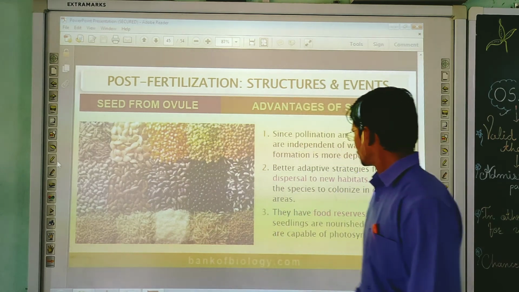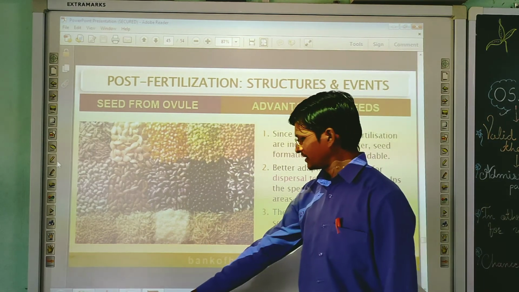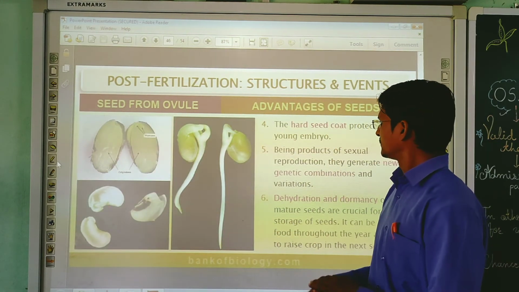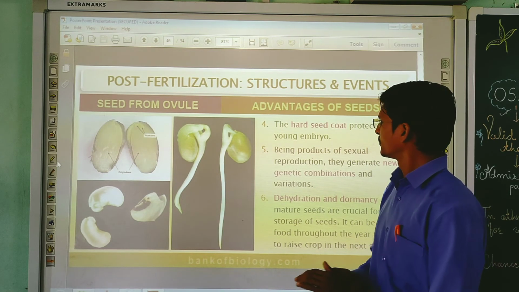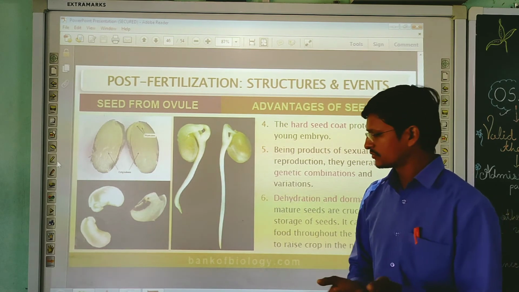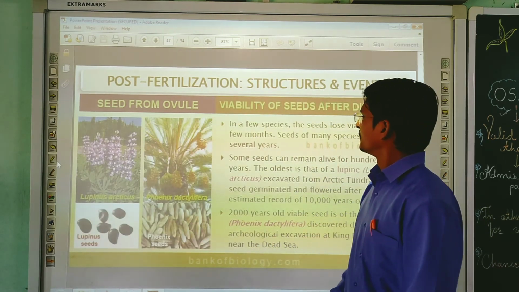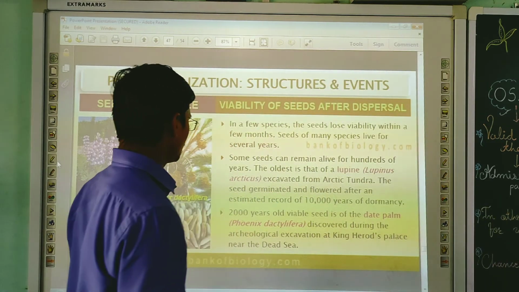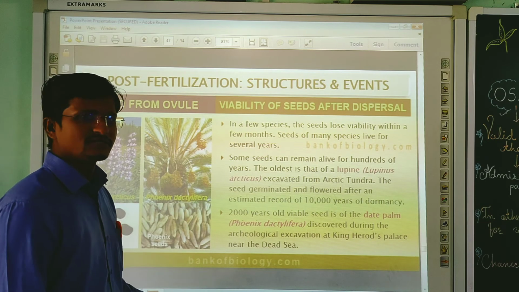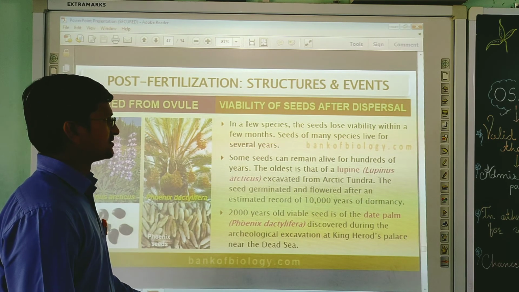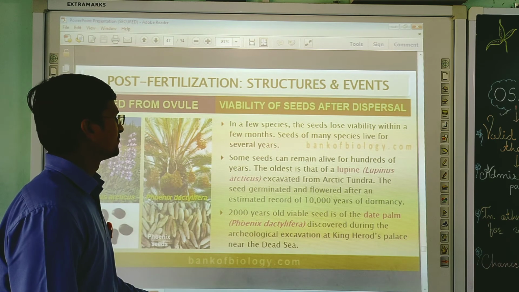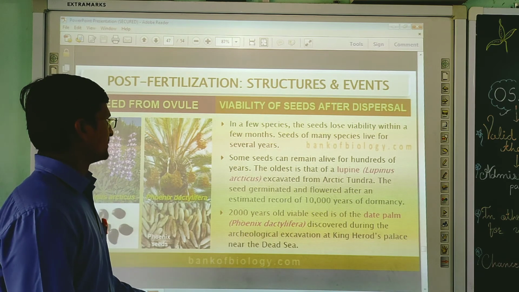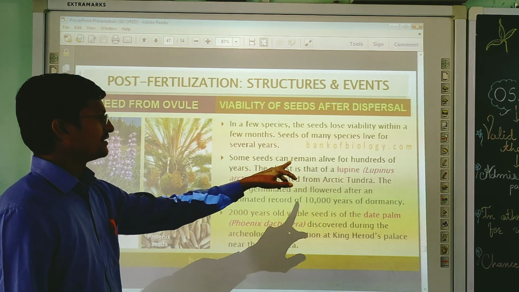So this type of examples you can see, the advantages of seeds. Different advantages are there. Seeds form from the ovule. The hard seed coat protects the embryo. Then the viability of the seeds after dispersal is also very important. So here is some information for you. In a few species the seeds lose viability within a few months, seeds of many species live for several years, and some seeds can remain alive for hundreds of years.